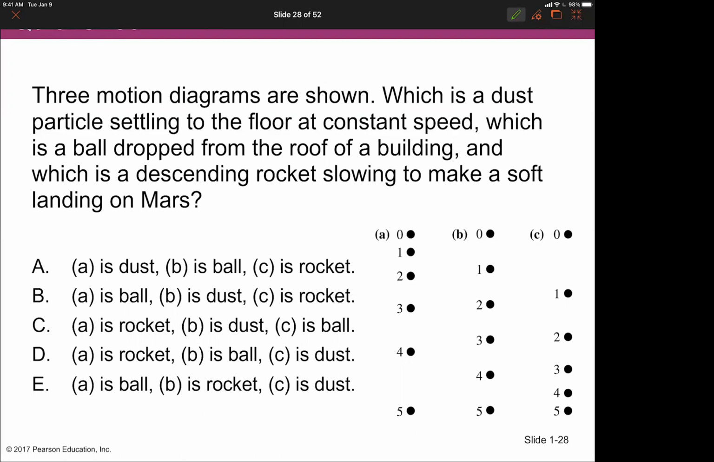Which is the correct diagram to represent those different cases here? So let me stop sharing, let you indicate your choice here. So we have a dust speck falling at a constant speed, a ball being dropped from the roof of the building, and a rocket coming to a gentle landing on Mars.